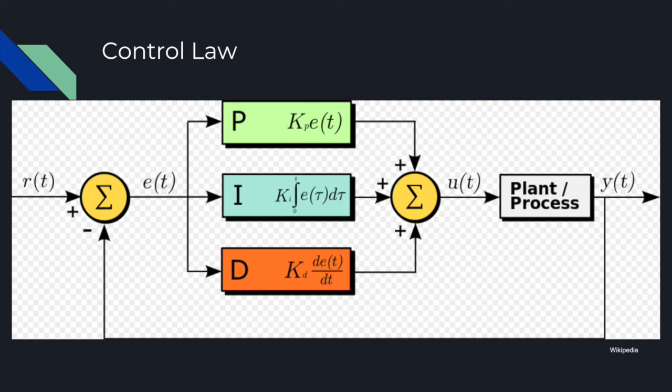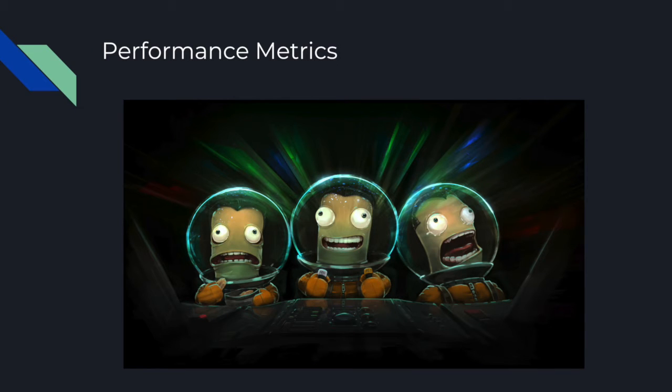A PID controller continuously calculates an error value as the difference between a desired set point and a measured process variable and applies a correction based on proportional, integral, and derivative terms, denoted P, I, and D respectively, which give the controller its name. The objective for our system is to keep our solar panels fixed on the sun while using the least amount of power possible.